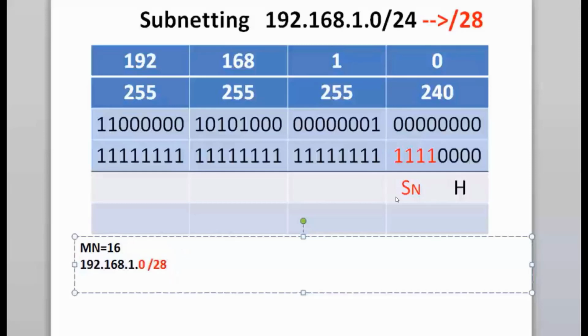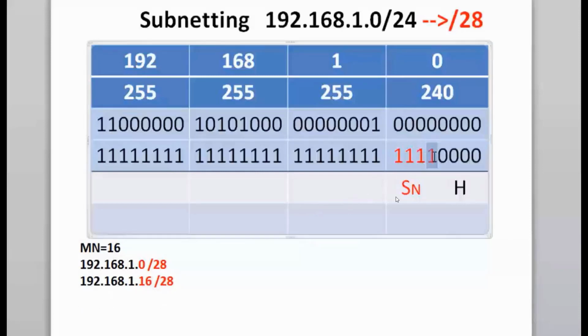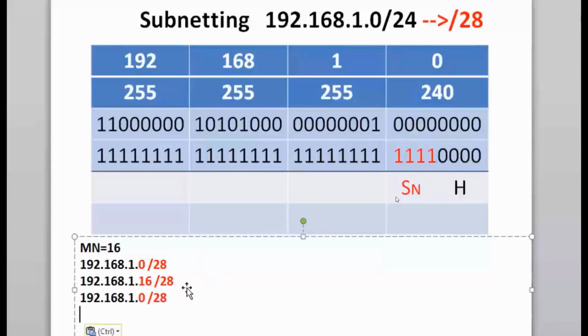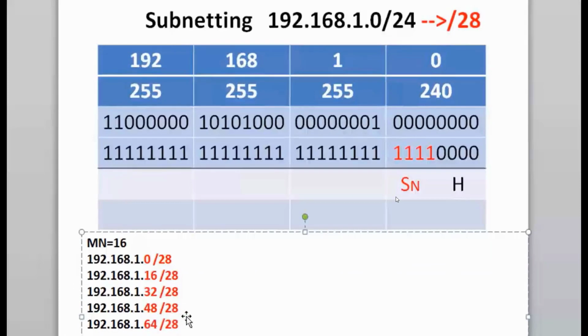I'll copy this and paste it, and the next network will be the 16 network. Why? Because the magic number is 16, because the last one is in the place value of 16. The next network will be 32. And the following network will be 48. And after 48, 64. And so on and so forth. The networks will go up by 16.